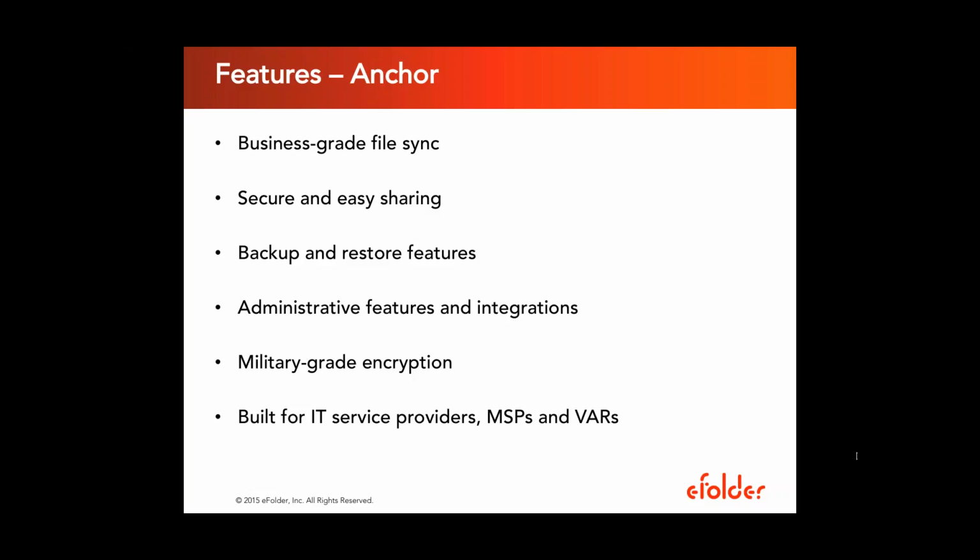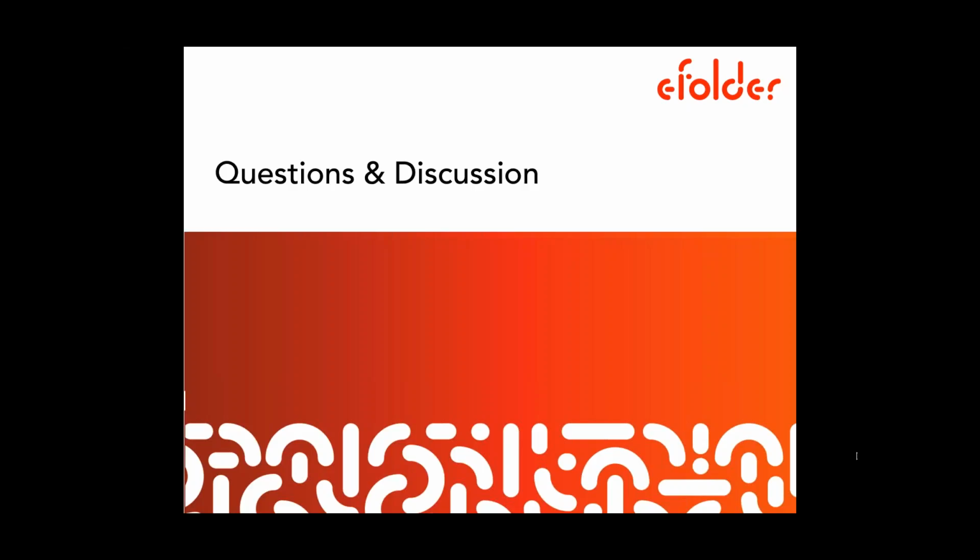There are also rich administrative features in Anchor that give MSPs and IT administrators control and visibility over files. If a device is ever lost or stolen, administrators have the option to remotely wipe all Anchor files from that device. Anchor also integrates with Microsoft Outlook, allowing users to easily attach share links to files without interrupting workflows. And Anchor is built for the IT channel and includes features like multi-tenancy and file server enablement. So now we can move on to any questions that you might have.